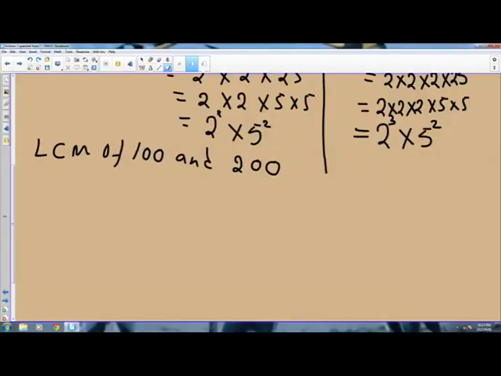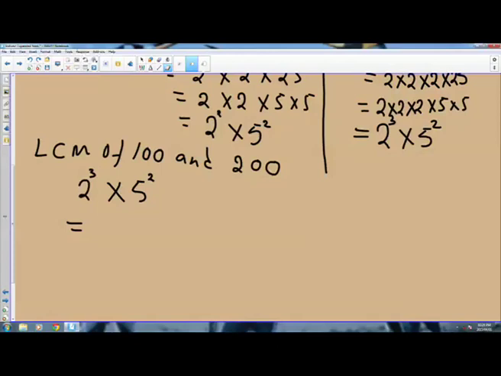So, we'll have 2 to the power 3, then times 5 to the power 2. In this case, because this is 5 to the power 2 and 5 to the power 2, we'll take 5 to the power 2. If we had 5 to the power 1 this side and then 5 to the power 2, we'll take the number with the highest power. So in this case, we'll just take 5 to the power 2. And then this is 2 to the power 3 times 5 to the power 2.